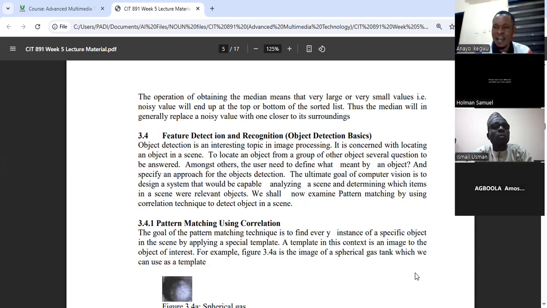This is an area where computer vision has made a brazen impact. You hear about robotics enabled with artificial intelligence, drone technologies.